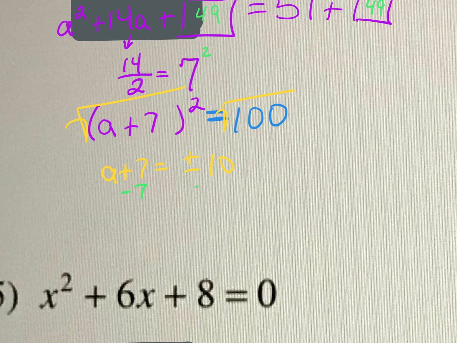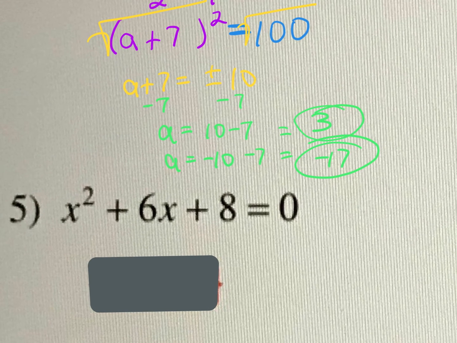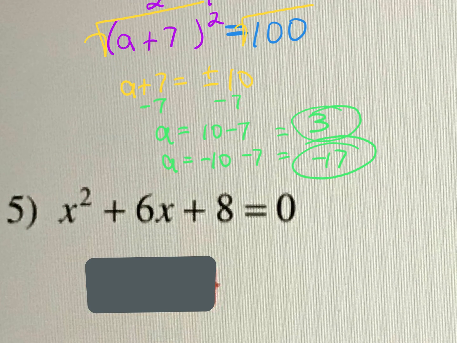So I'm going to say, you guys agree with me? I'm going to subtract 7 from both sides. Right? So I have a equals, well, let's say positive 10 minus 7, and a equals negative 10 minus 7. Agreed? Because it's plus or minus. So what's 10 minus 7? 3. And then what's negative 10 minus 7? Negative 17. That's where our 2 answers came from. If the directions say use completing the square, or you're told you have to do that, that's what you need to do. If it factors nicely, then you're fine.